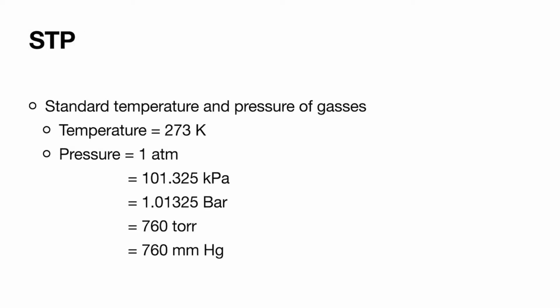There are 5 main different ways to write pressure. So there's atm, kPa, bar, torr, and mmHg. The most common is going to be atm followed up by torr. You don't really see the other ones a lot, but I just want to include them because it's always good to know in case you encounter them in a problem, which you never know when you will.